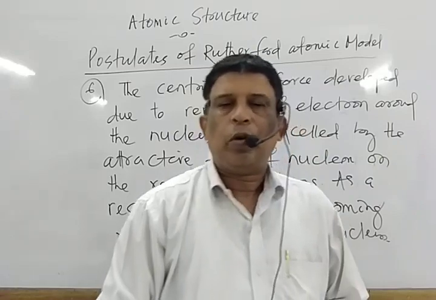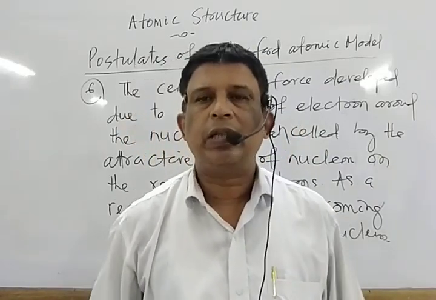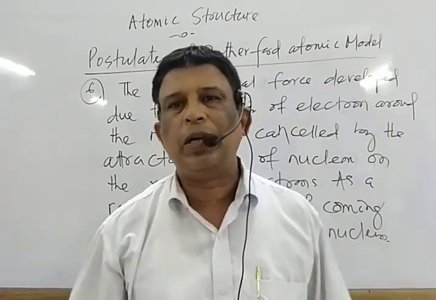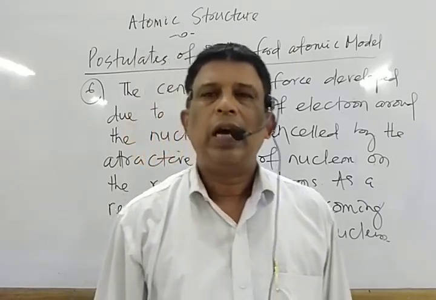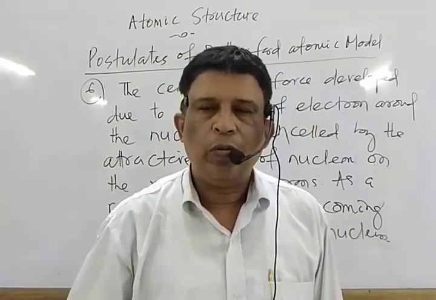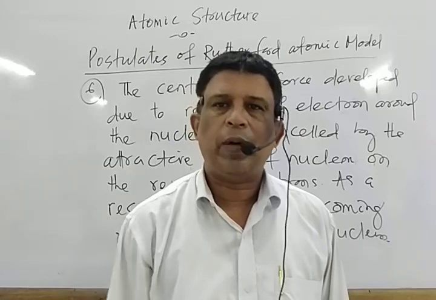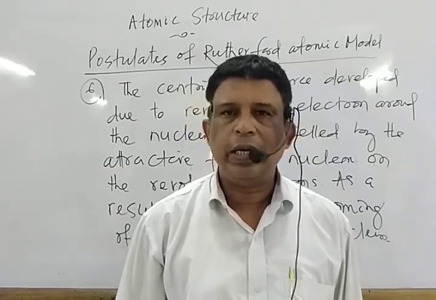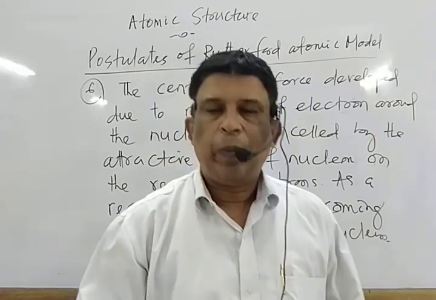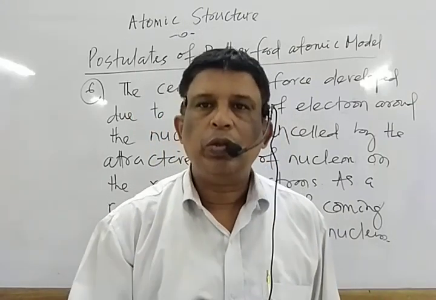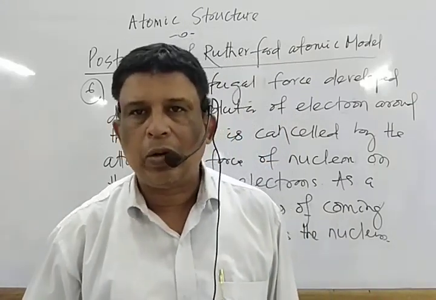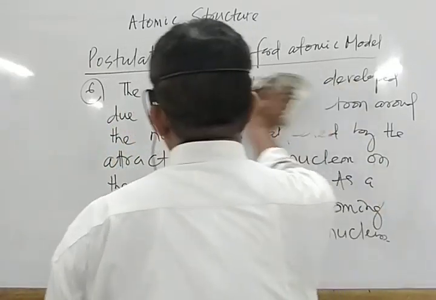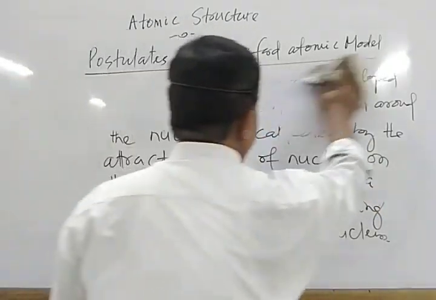That means the positive charge and the negative charge, the attractive force and the repulsive force cancel each other, as a result of which electron move around a particular path and no chances of coming near. And the last point is that the space is maximum between the nucleus and the revolving electron in an atom. Next point, last point.